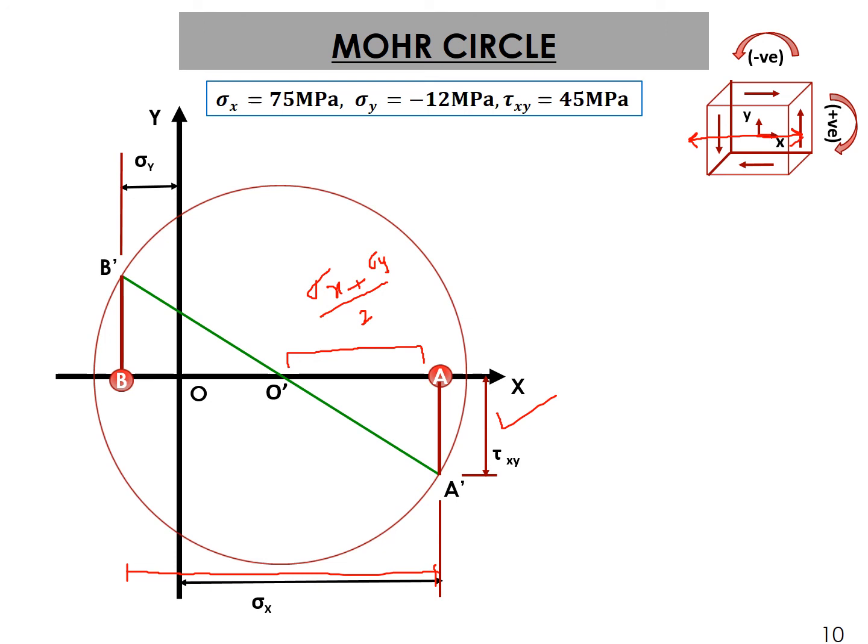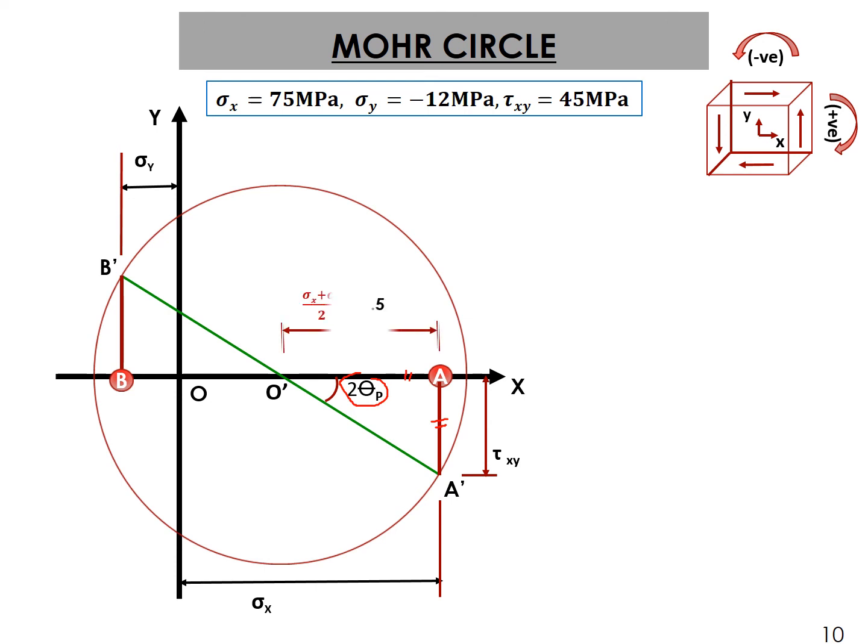So let's check out. Yes, this is the principal axis, as I told you earlier also. Now I think you can find out the principal axis. You can take this right triangle O'A'. tan 2θp is equal to perpendicular A' divided by base O'A. Simple.